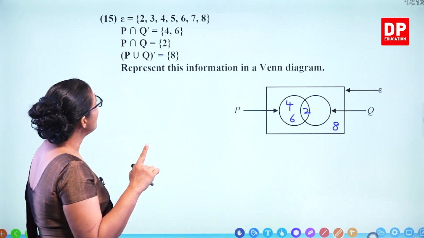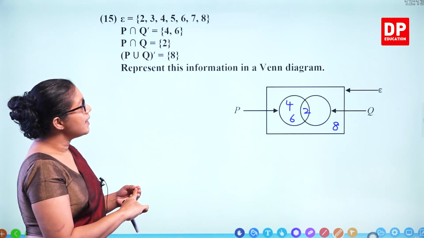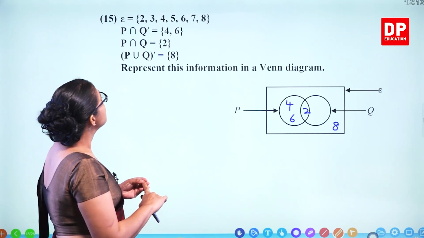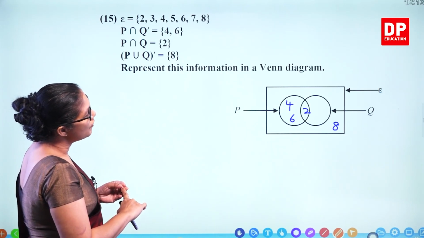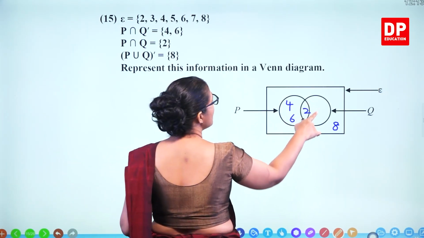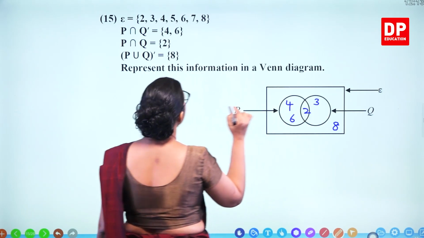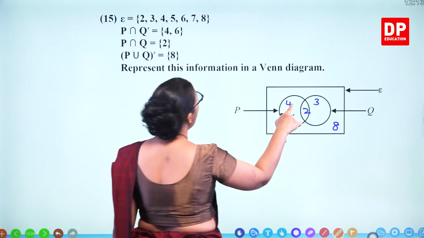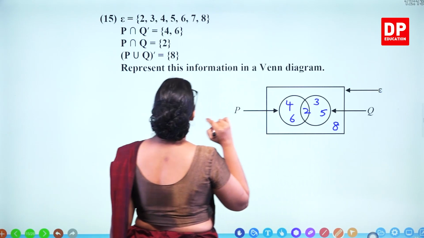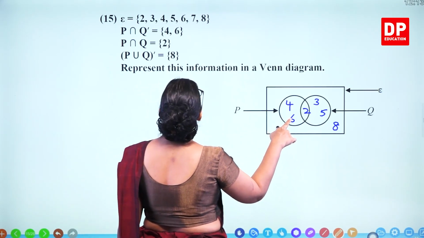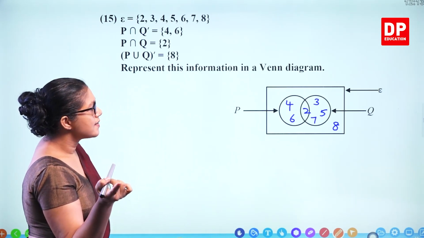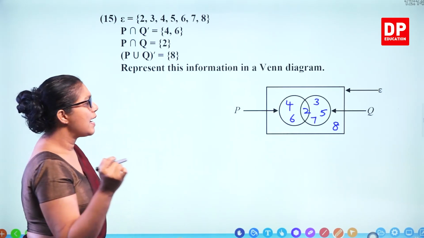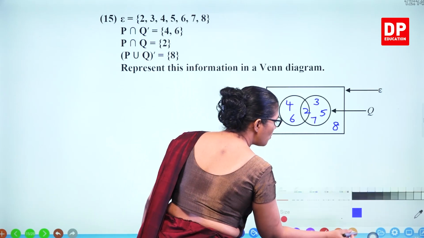And now we know the epsilon. The whole set is 2, 3, 4, 5, 6, 7, 8. Now we have to fill the other numbers here. 2 is there, 3 is not there. So 3, 4, 5, you have to write. 6 is there, 7, you have to write, and 8 is there. So that's the completed Venn diagram. So you get 2 marks for that.